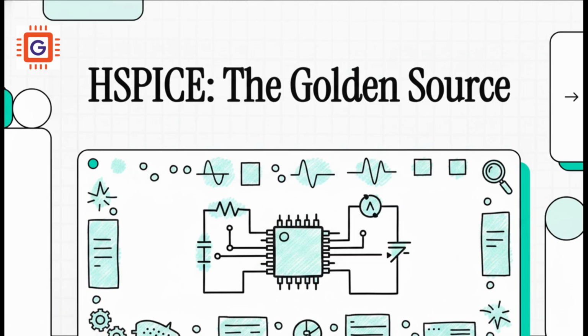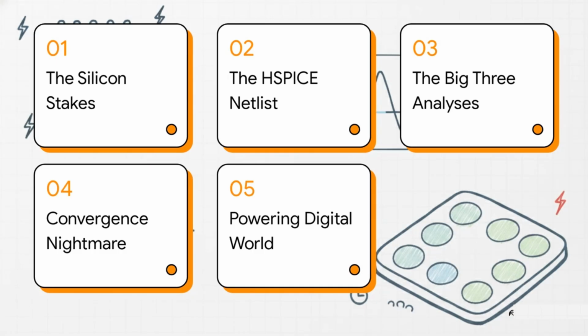If you've ever found yourself wondering exactly how modern microchips, the literal brains inside all of our tech, are designed without just catastrophically failing the second you turn them on, well, you are absolutely in the right place. Here's our high-stakes survival guide for the day. We'll kick things off with the silicon stakes, dive deep inside the Hspice netlist, unpack the big three analyses, face the terrifying convergence nightmare, and finally, look at how all of this powers our digital world.